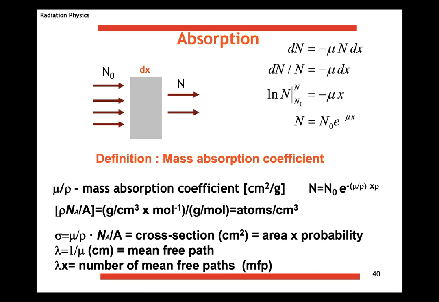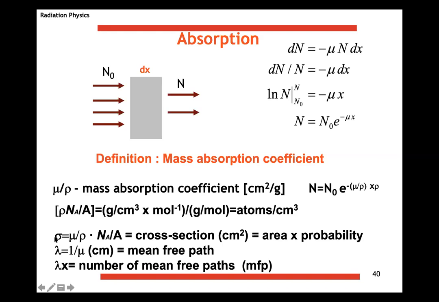Generally speaking, it is also common to have this quantity. You can define rho Na divided by A, where rho is the density, Na is the Avogadro number and A is the mass number. Then if you look at the units, this number, rho Na divided by A, gives you the atoms per cubic centimeter. Because you see, density is grams per cubic centimeter, Avogadro number is atoms per mole, and the mass number is grams per mole. So eventually you come out with the atoms per cubic centimeter.